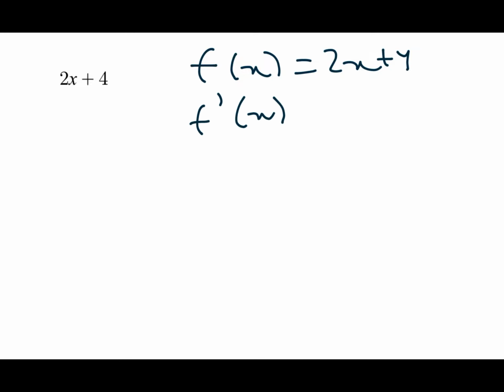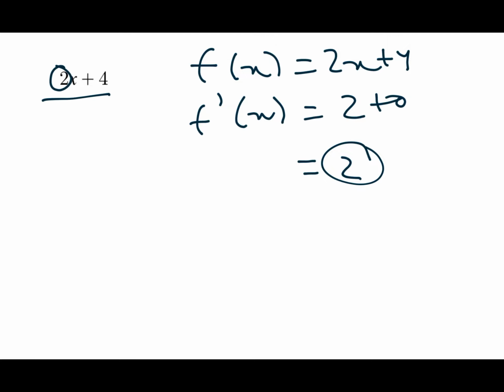So that would mean, let's name this function f of x. So f of x is equal to 2x plus 4. The derivative of f of x is equal to 2 plus 0, which equals 2. All that means is that the slope at any point, any tangent line at any point, is equal to 2. And that's obvious, right? Because this is a linear function. The slope is always equal to 2.